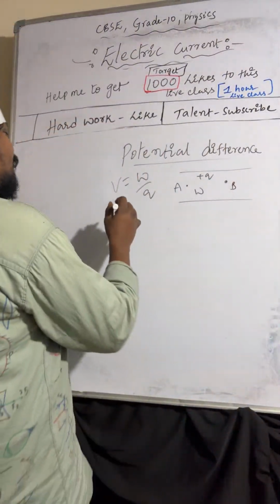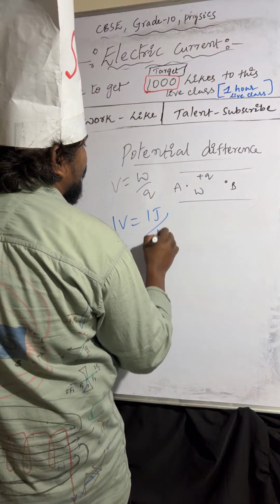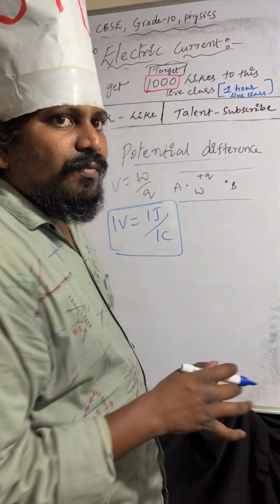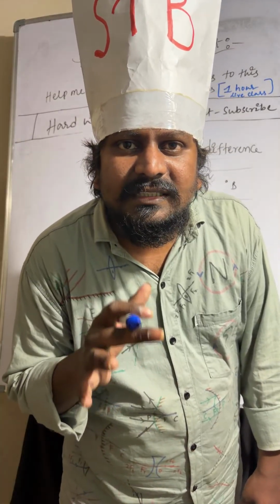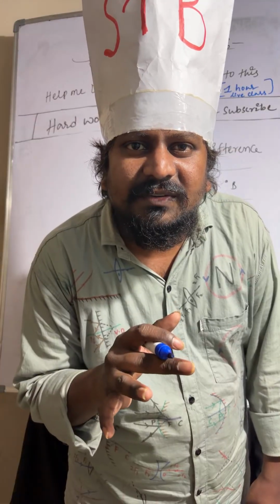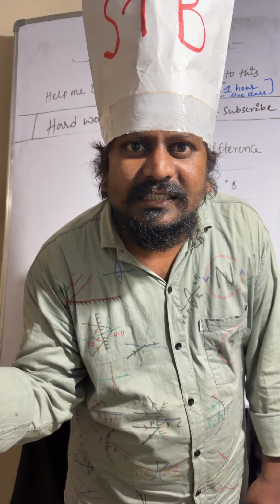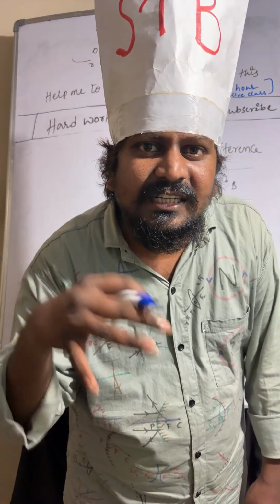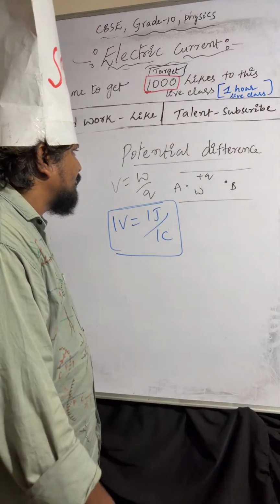So the SI unit of potential is volt, the SI unit of work is joule, and the SI unit of charge is coulomb. 1 volt is defined as 1 joule of work done to bring 1 coulomb of charge from one point to another point within the conductor. That is called potential difference.